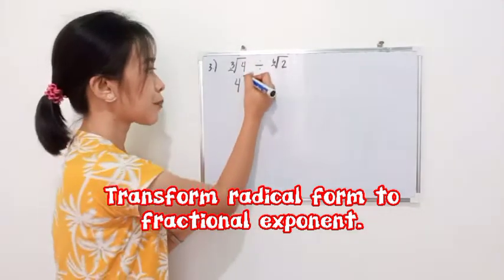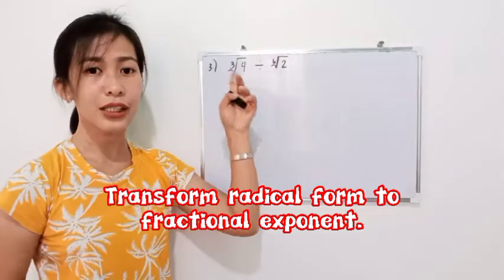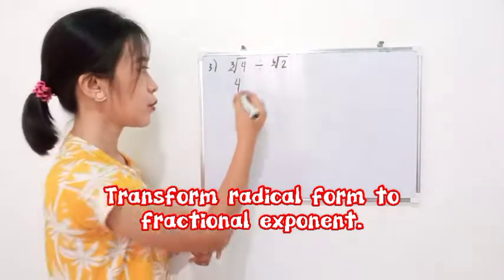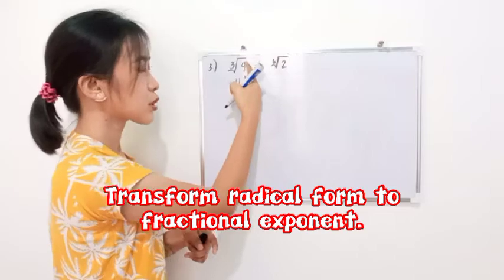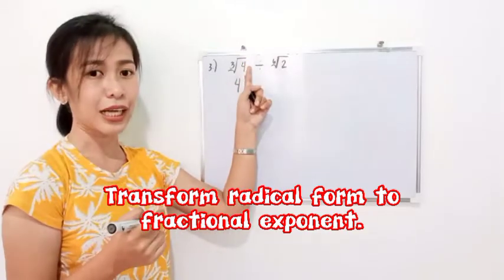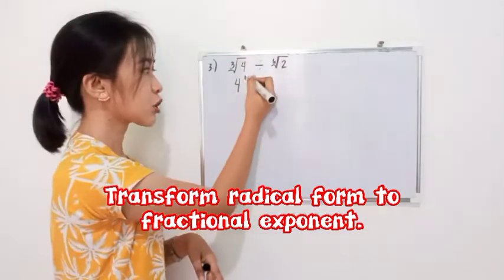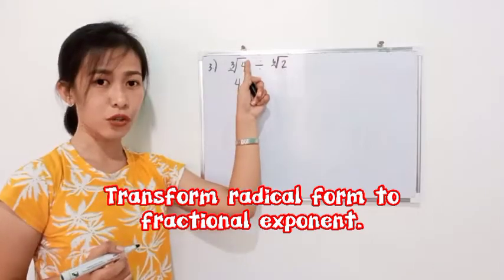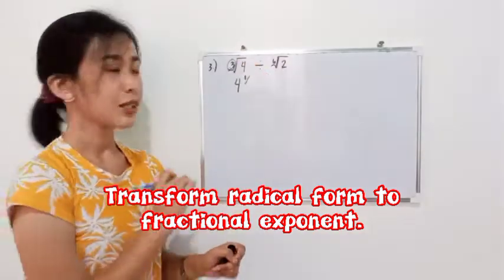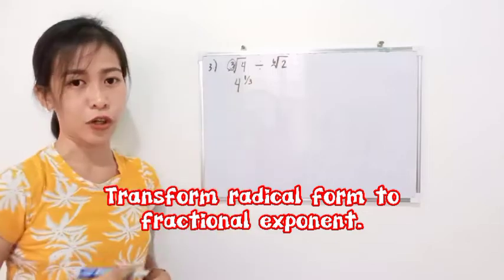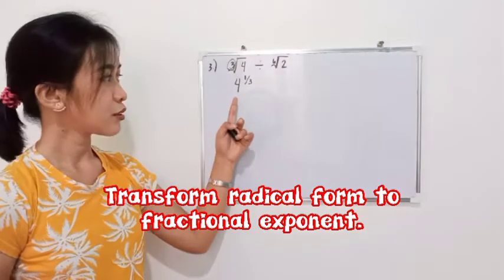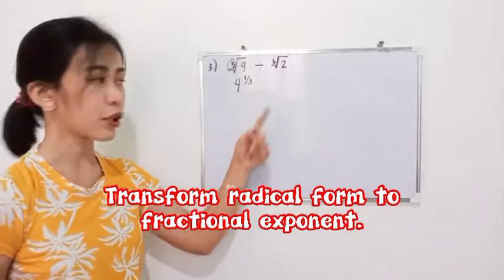And remember, kapag magta-transform kayo ng radicals into an exponential form, ganito lang siya. Itong exponent ng ating radical is siya yung magiging numerator, which is 1 dahil wala naman siyang exponent doon. And then itong 3, siya yung magiging denominator. There we go. We have 4 raised to 1/3.